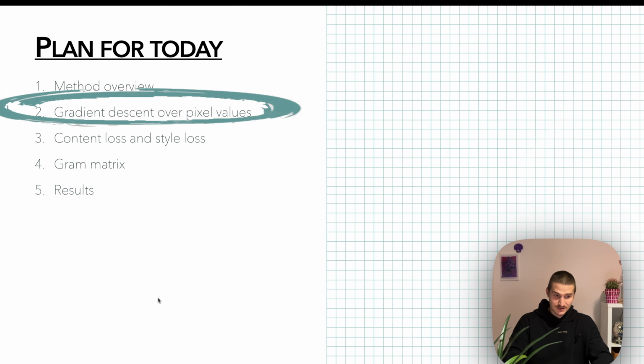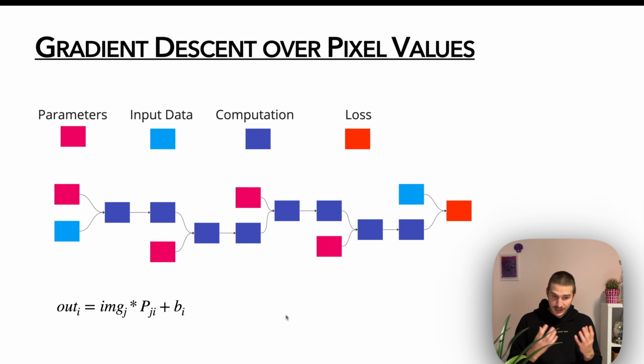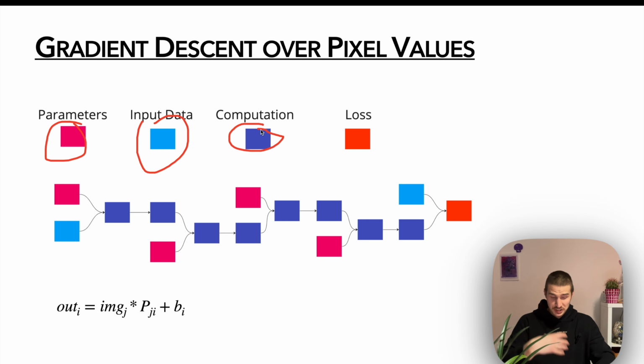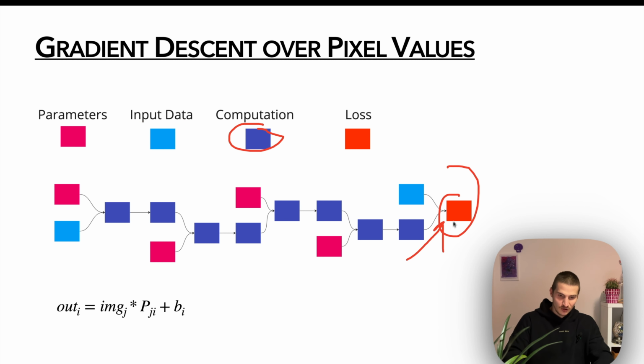So let's briefly discuss gradient descent over pixel values. How exactly do we run optimization over the input picture? Neural networks can be represented as just a computational graph. So we have parameter inputs, we have input data, we have computation nodes. A dense layer takes input data, parameters, and just performs multiplication. A convolutional layer does something a bit more complex, but it's still along the same lines. And finally, the final output of this whole process is the loss. So usually, to minimize the loss, we compute the gradient with respect to parameters.